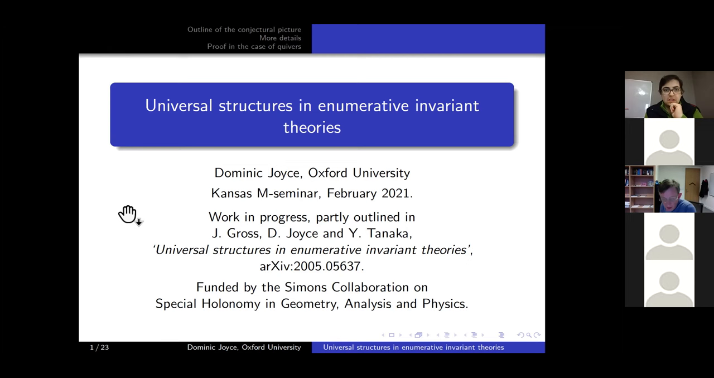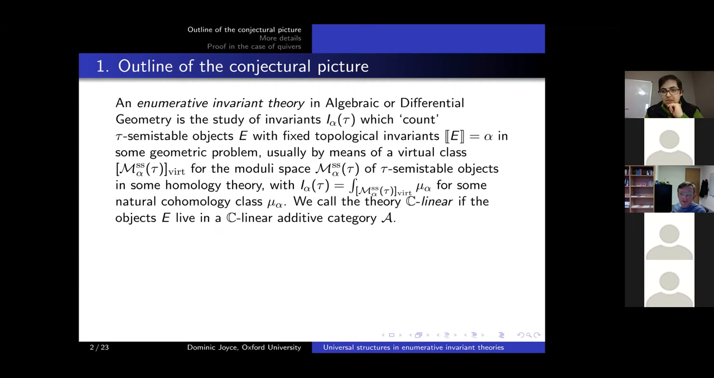What I want to talk about is enumerative invariants in a rather broad picture. You can get these in either algebraic geometry or in differential geometry. It's a study of invariants, perhaps numbers, I alpha of tau, which count in some sense semi-stable objects E in some problem, in which you fix some topological invariants. For example, you might be fixing the Chern character of a vector bundle or sheaf to have some fixed value alpha.